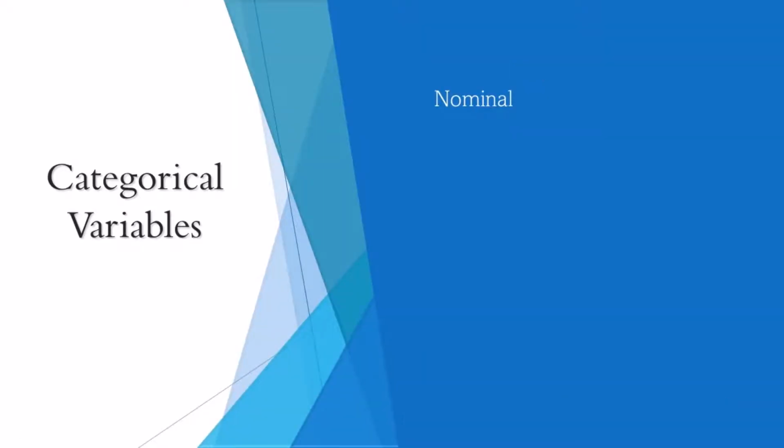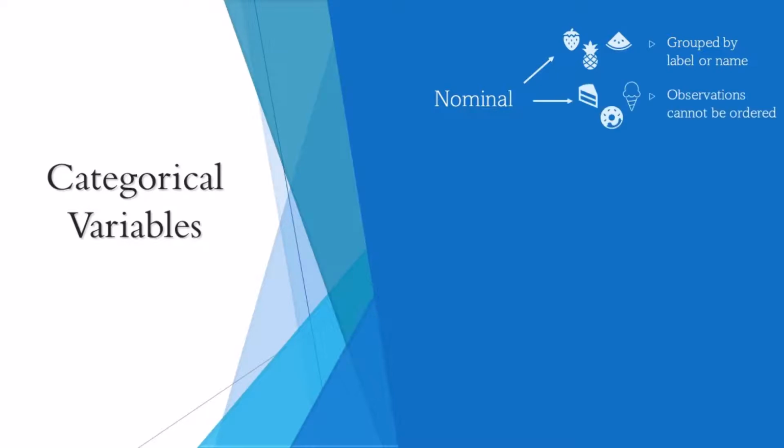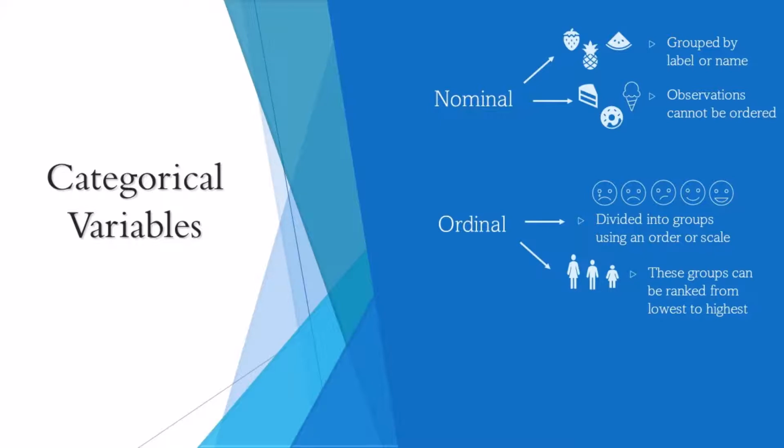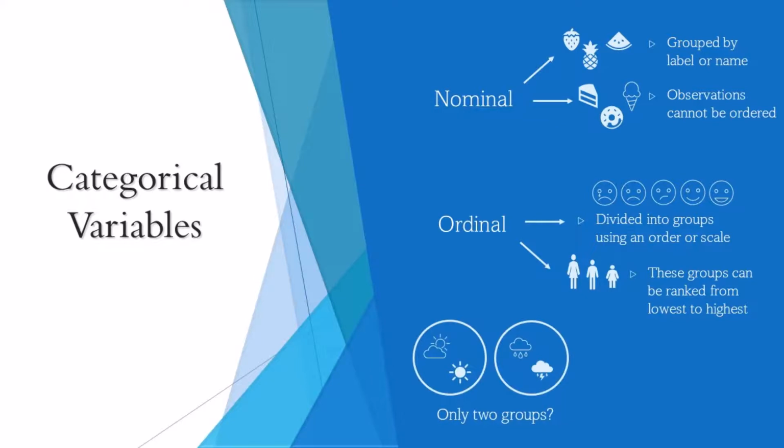Nominal variables are grouped by label or name, but these groups cannot be ordered. Ordinal variables are divided into groups using a set order or scale. In other words, these groups can be ranked from lowest to highest or vice versa. If a categorical variable has only 2 groups, we may refer to it as binary. It will still be nominal or ordinal, but we can think of it as binary as well.